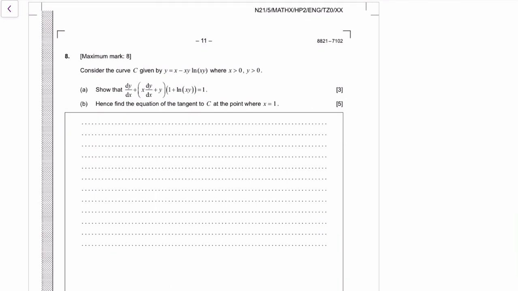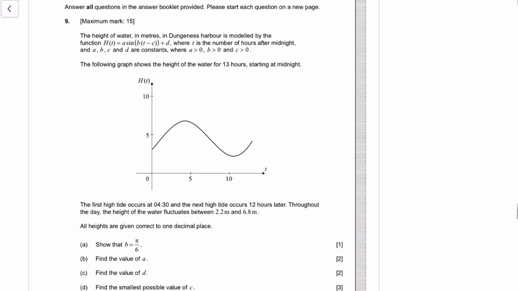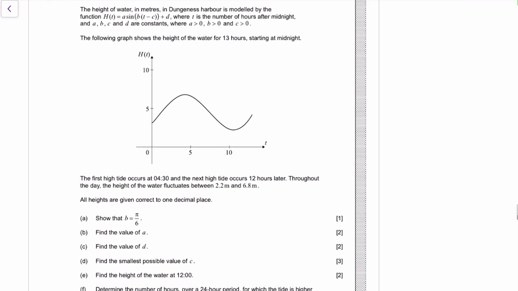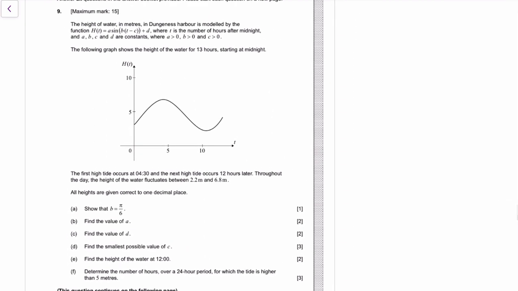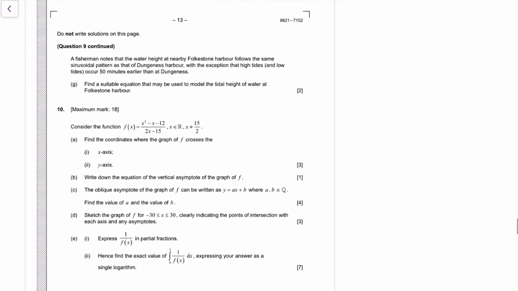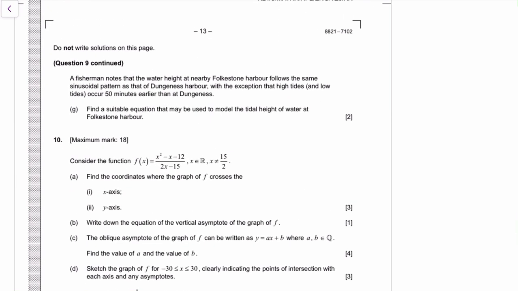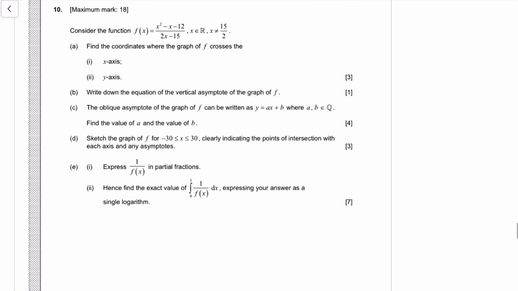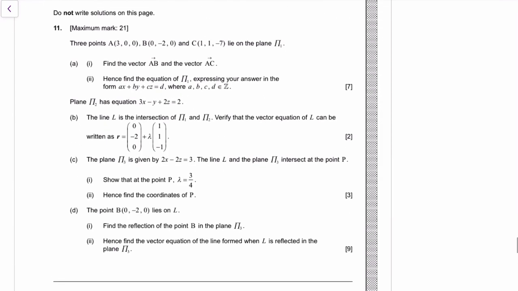Question eight. Question nine is a bit long. Okay, question nine is probably shared with SL. Part G continues question nine. And then question 10. Lastly, question 11.